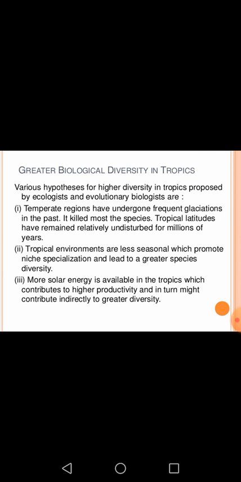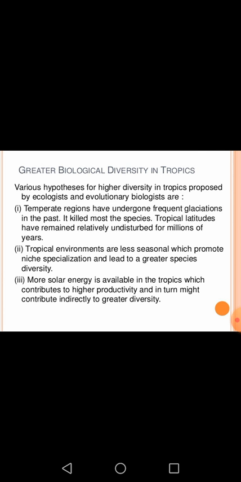Some scientists believe that at the temperate regions glaciation occurred many times, which killed most of the living organisms or species in that region, while the tropical latitude remained unchanged, with no glaciation in that area. So they have been undisturbed for millions of years, so the diversity is much greater in that region.